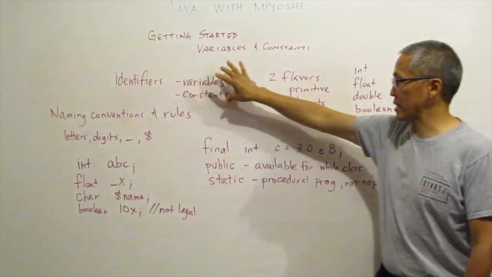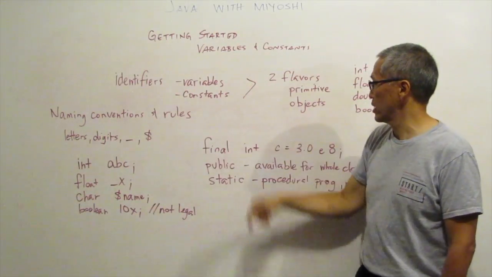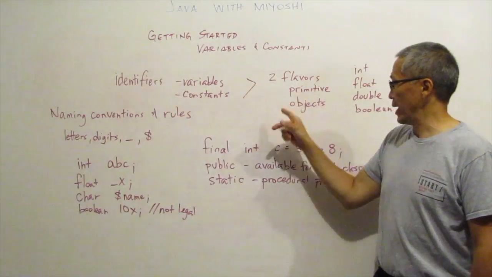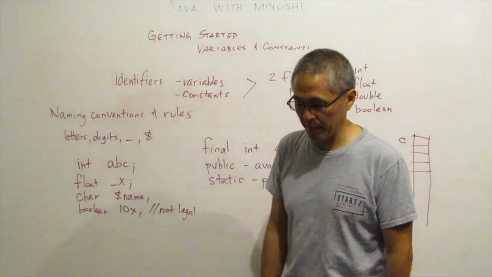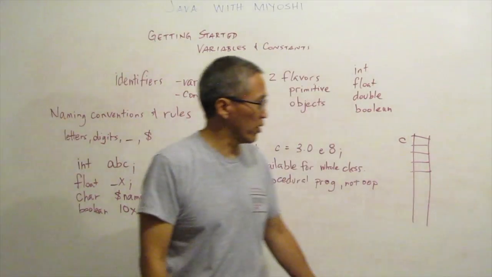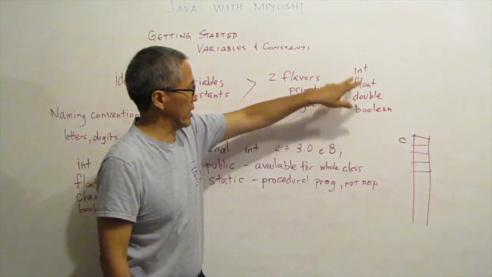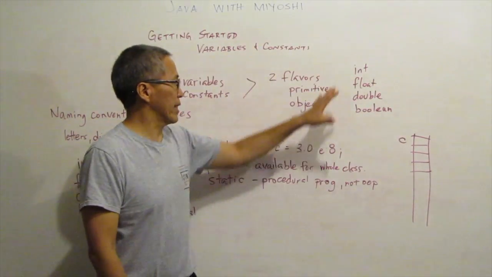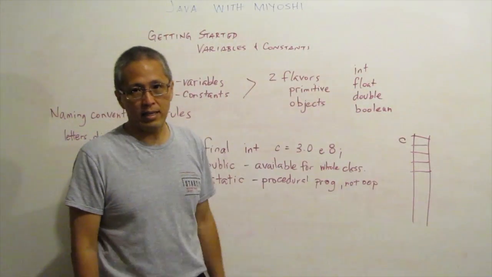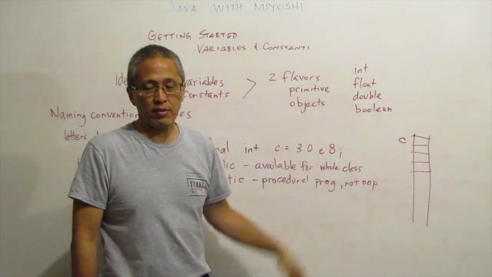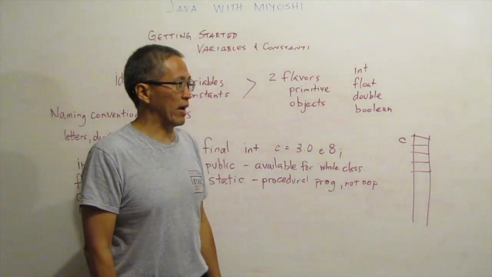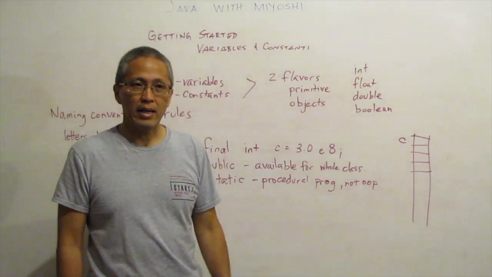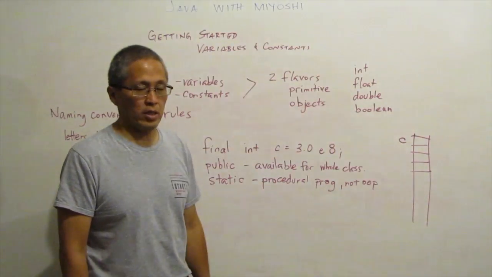And besides that, there are also two kinds of flavors to identifiers. There's primitive, and there's object kind of data. When we talk about primitive, we talk about integers, floats, doubles, and booleans. Those are our primitive types. And then we also have objects, which we'll talk about later, which have different properties, but they are actually objects, and we'll talk more about that as we start getting into the object-oriented portion of the programming.